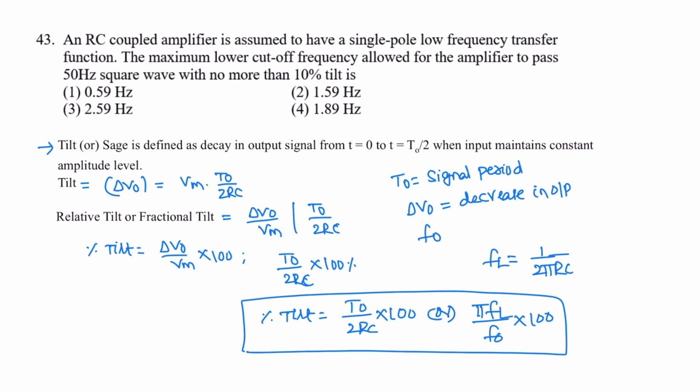Here f0 is 50 hertz, and the percentage tilt is 10%. So 10 = π fL/f0 × 100, with f0 = 50. Therefore fL is equal to 1.59 hertz. The lower cutoff frequency is 1.59 hertz.